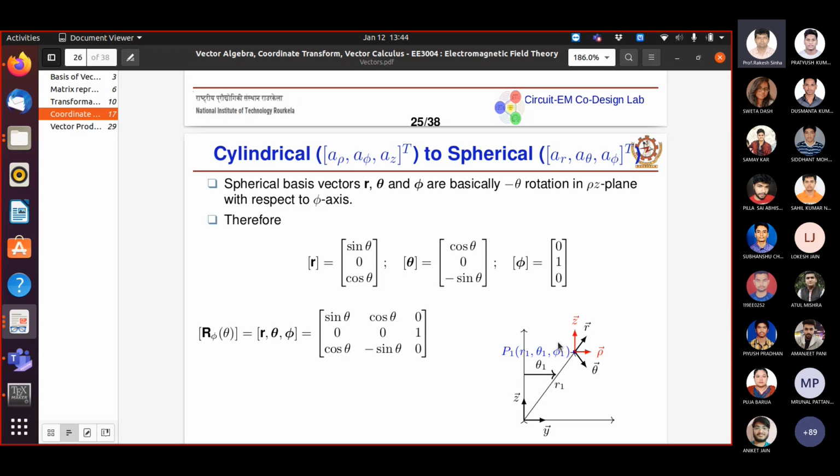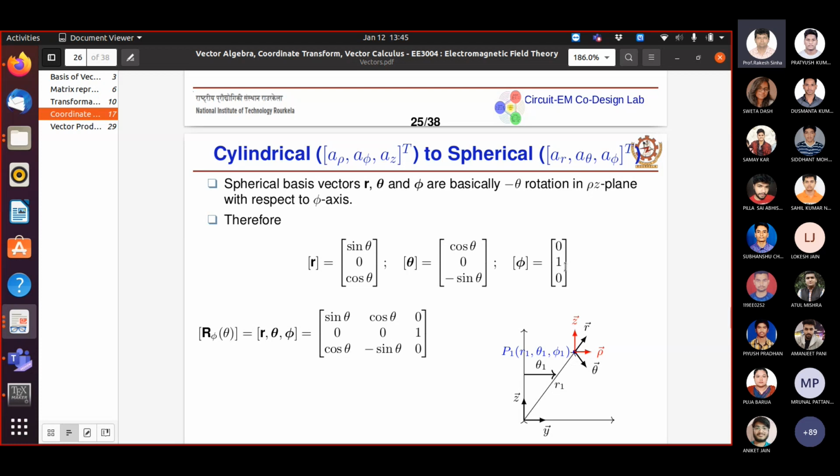And what is the component in the z direction? This is basically the component of theta in the z direction. It is minus sin theta. Why? Because it is in the negative direction. This is your negative z axis. This angle is 90 minus theta, and therefore it is sin theta, and the direction is minus.